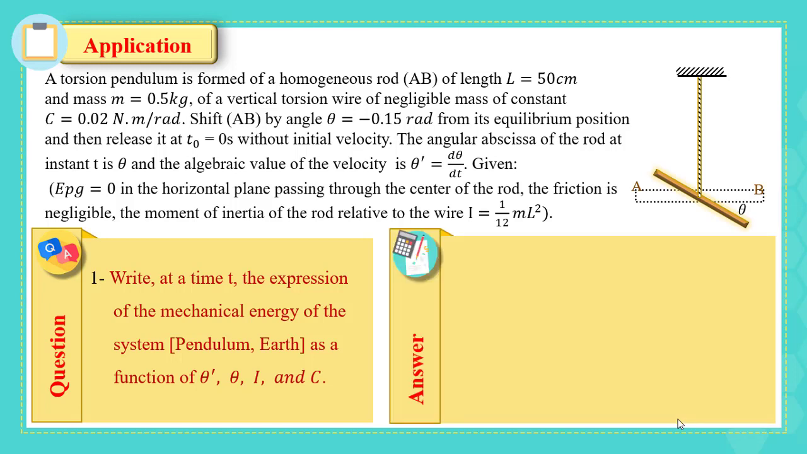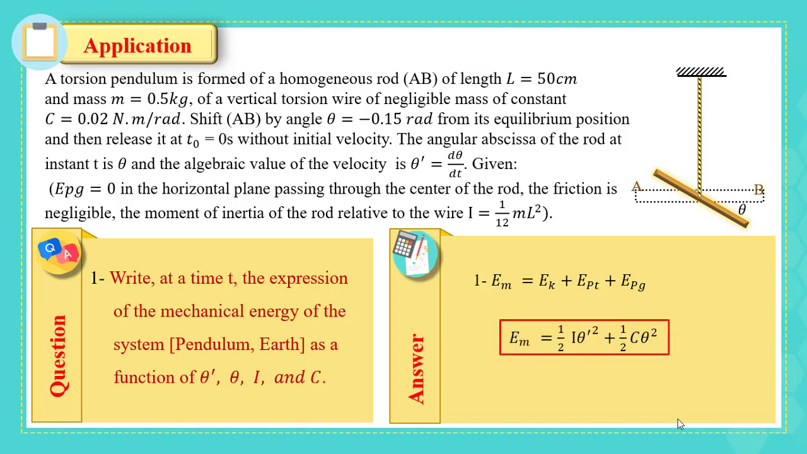The mechanical energy is given as the kinetic energy plus the potential torsional energy plus the potential gravitational energy. So because the center of mass is passing through the reference of the gravitational potential energy, here we have the mechanical energy is just half I theta prime squared plus half c theta squared.